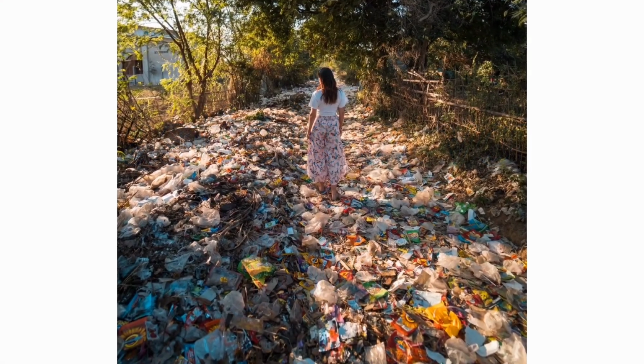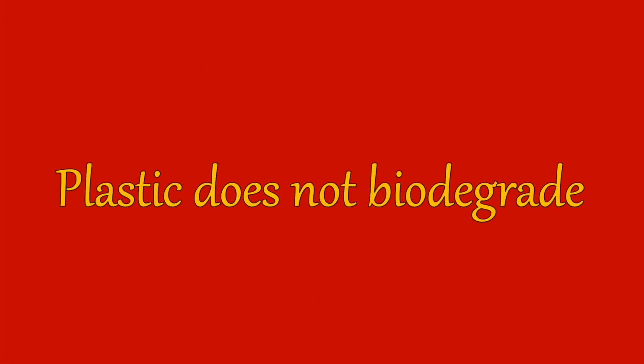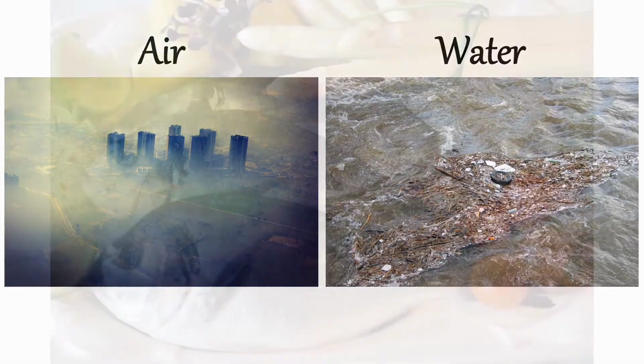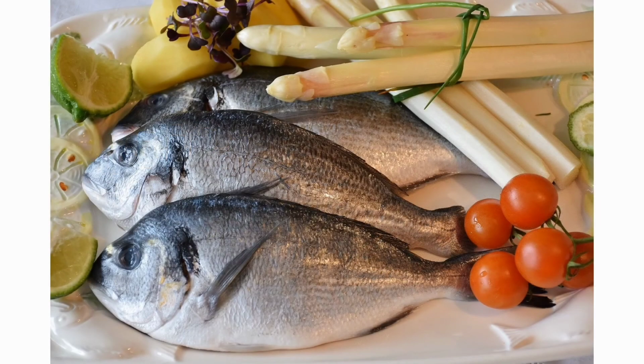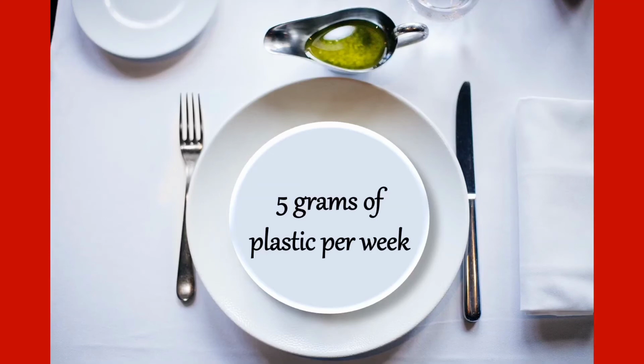Not only is plastic affecting plants and animals, it is affecting us too. Though plastic does not biodegrade, it degrades into smaller and smaller pieces of plastic to form microplastics. These microplastics are found in air and water, and they also easily enter the food chain. A recent study commissioned by WWF and carried out by the University of Newcastle revealed that an average person might be consuming around 5 grams of plastic per week, which is equal to eating a credit card.